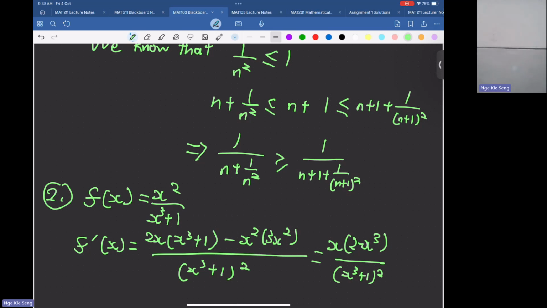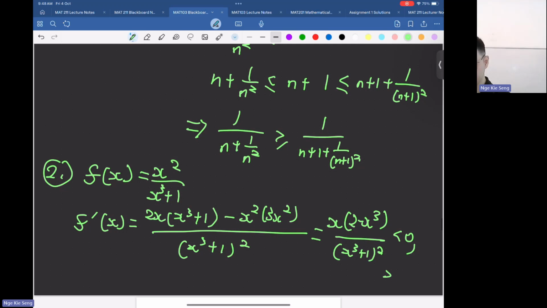And then the top here, okay, what happened to the top here? You will notice that this quotient here is less than 0 whenever x is greater than the cube root of 2.